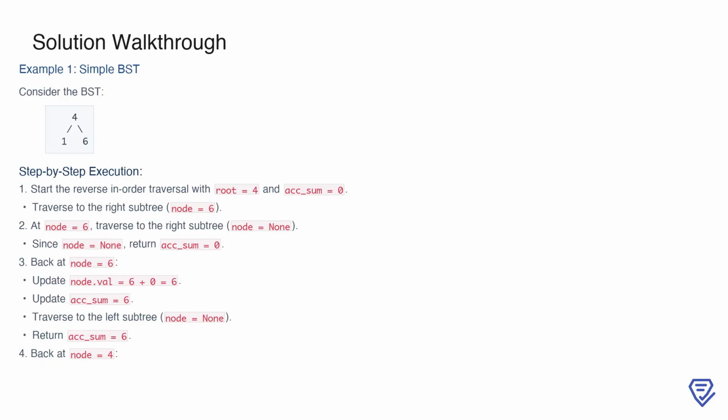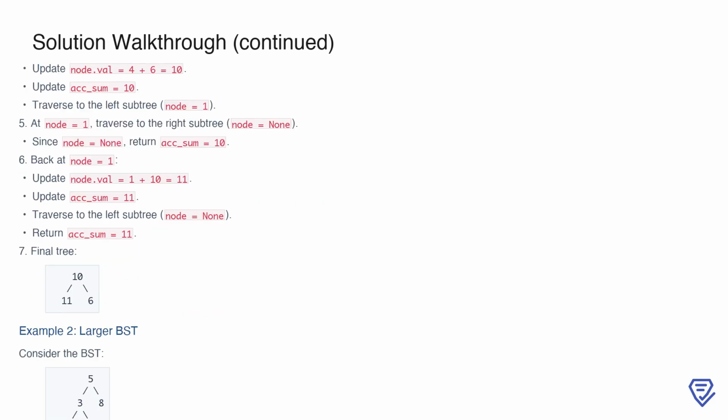Back at the root node 4, we continue the process. At node 4, we update its value by adding the accumulated sum, 4 plus 6 equals 10. This makes the new value of the root 10. We then update the accumulated sum to 10 and move to the left subtree, reaching node 1.